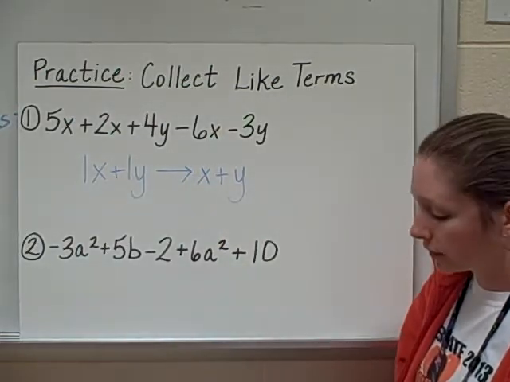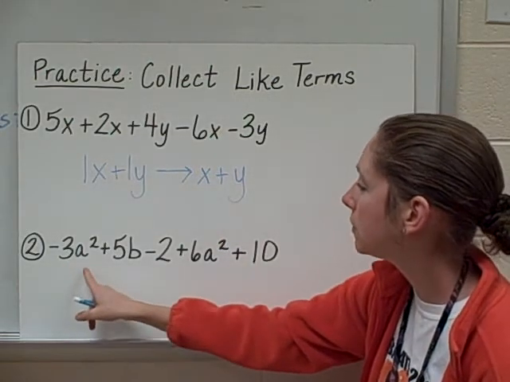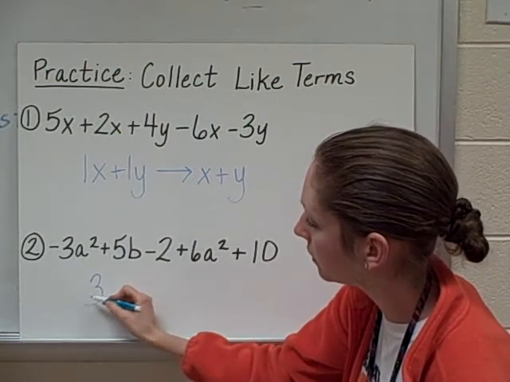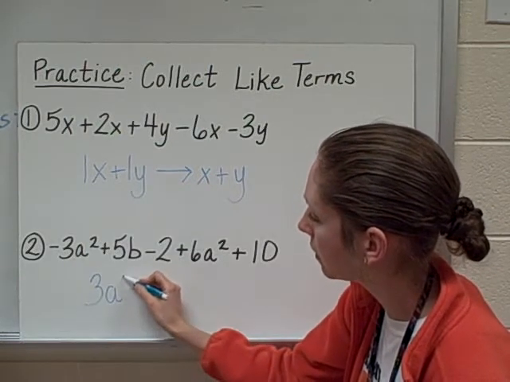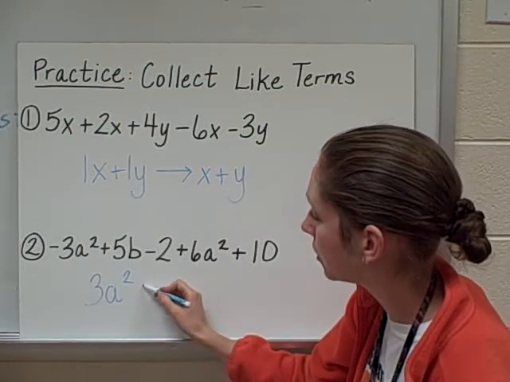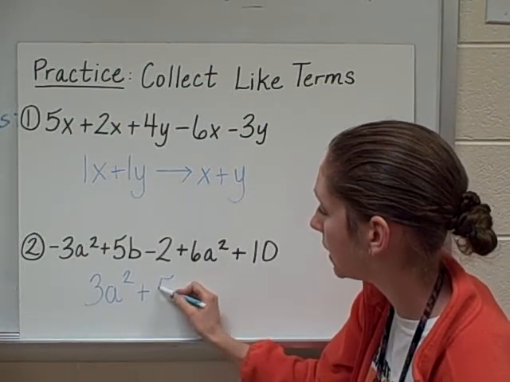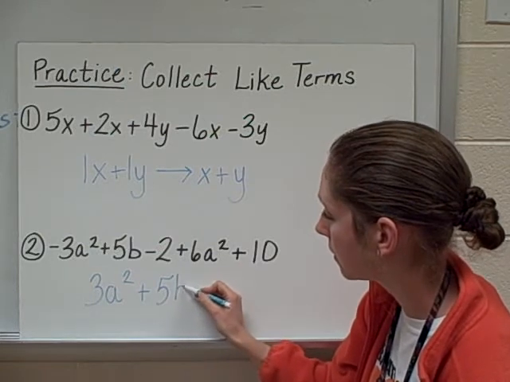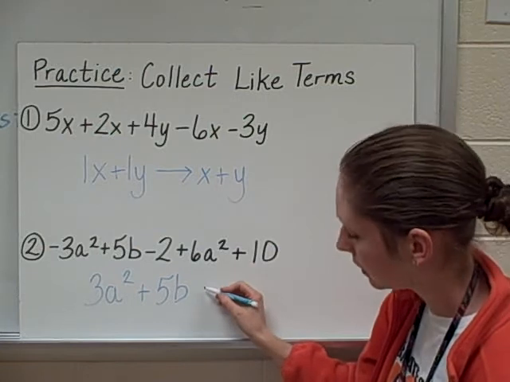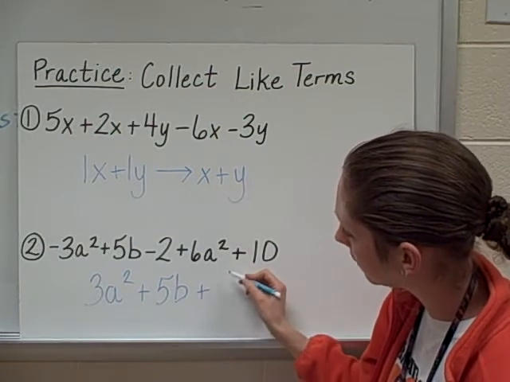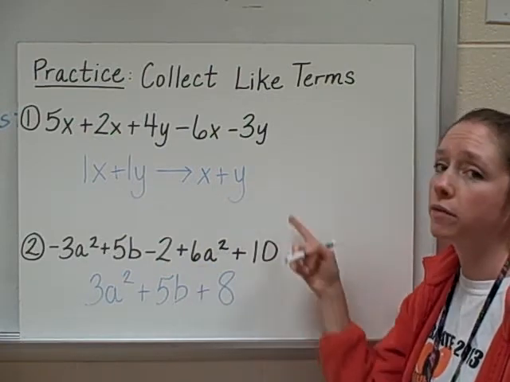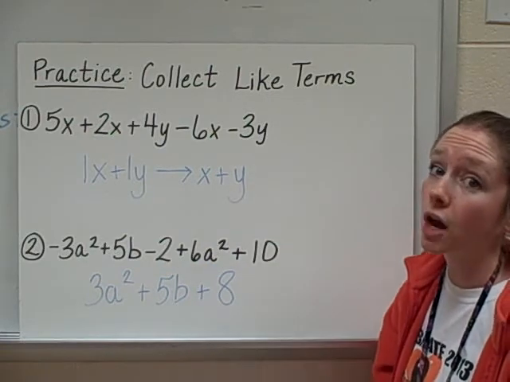All right, number 2, let's talk through that one. Negative 3a plus 6a is a positive 3a squared. Okay, my 5b has no like term, so it comes down, plus 5b. And my constants, negative 2 plus 10, is a positive 8. Okay, make sure that you show the work for these so I know that you didn't just copy the answer.